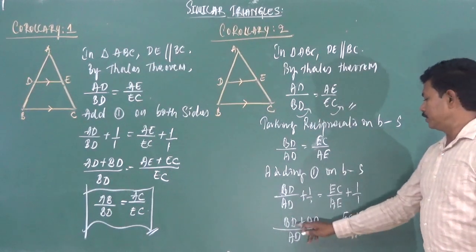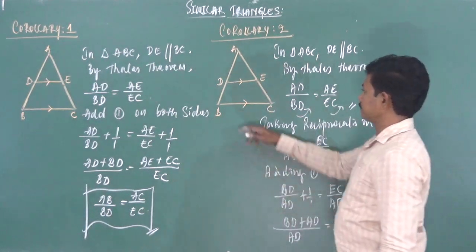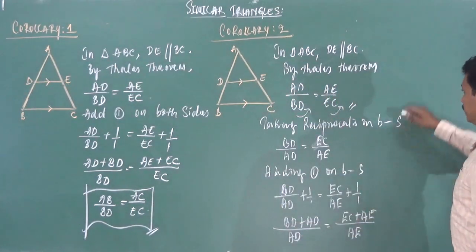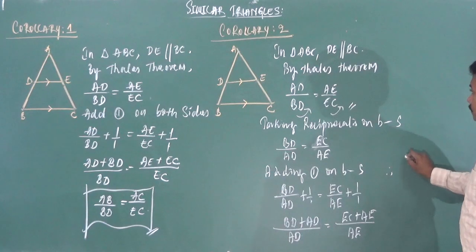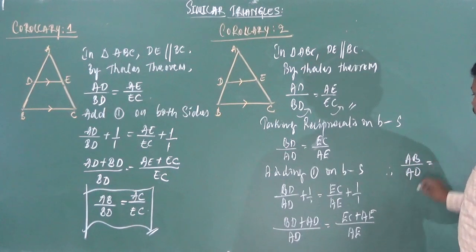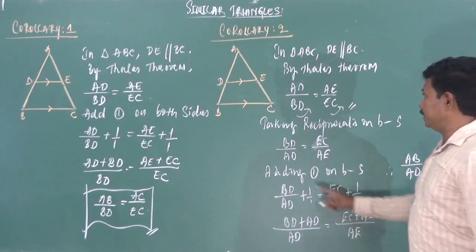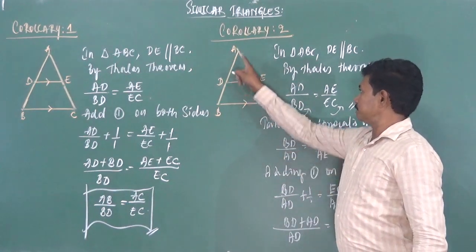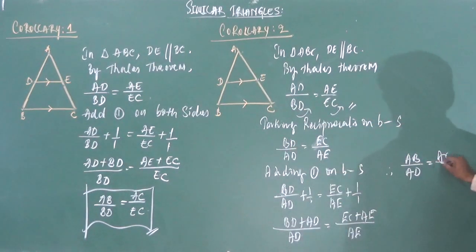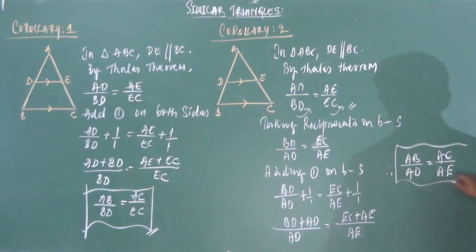Now from the figure, what is BD plus AD? BD plus AD, it is AB. Therefore AB by AD is equal to, what is EC plus AE? EC plus AE is totally AC. So it is AC by AE. So this is corollary 2.